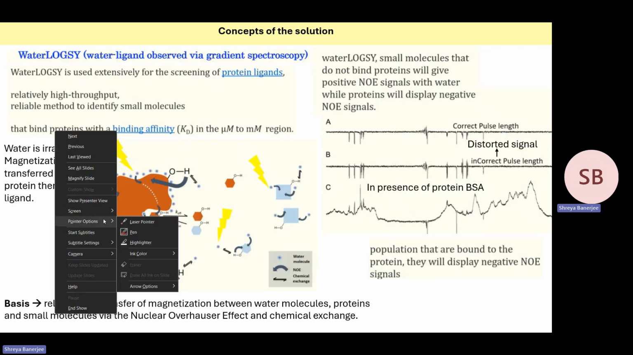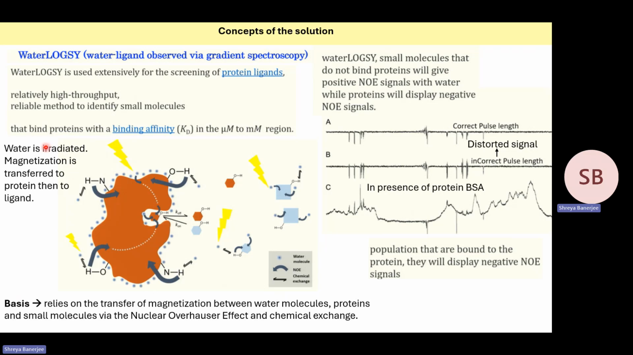Now what happens in WaterLOGSY is that the water is irradiated. You can see this is irradiating the water molecules, and this magnetization is transferred to the protein, and from the protein it goes to the ligand, and then the ligand is observed.